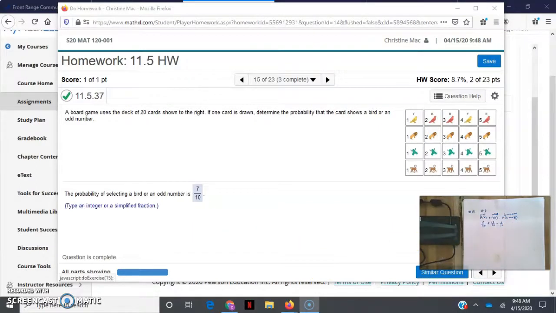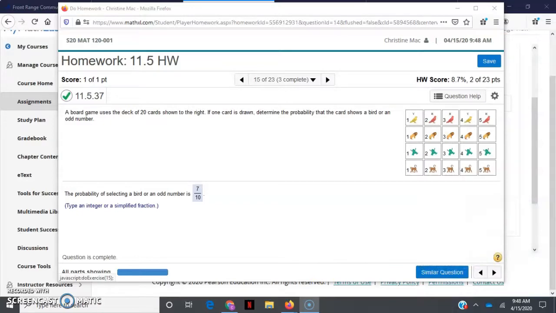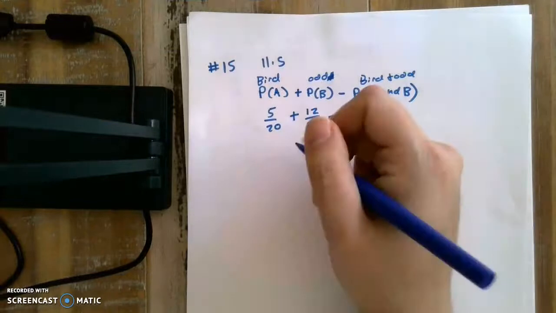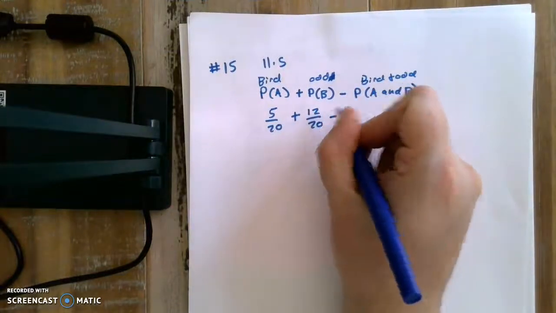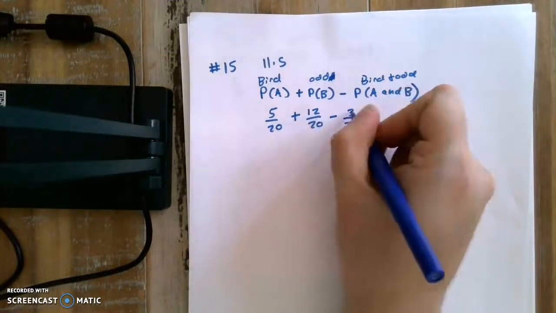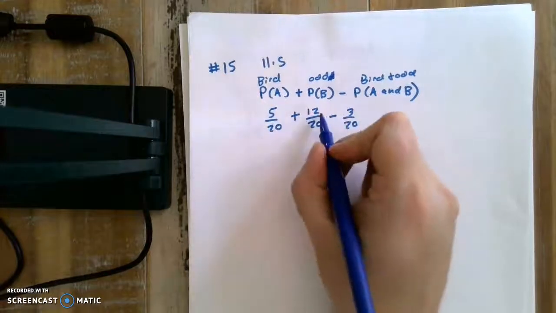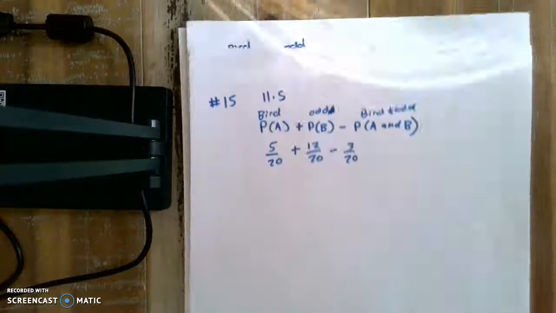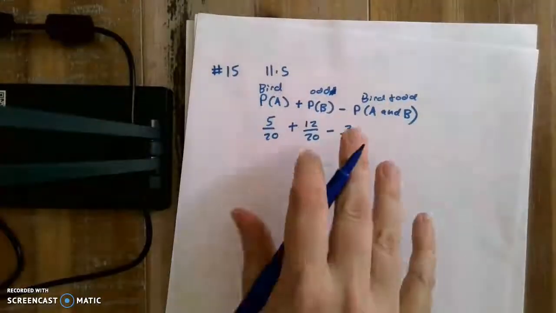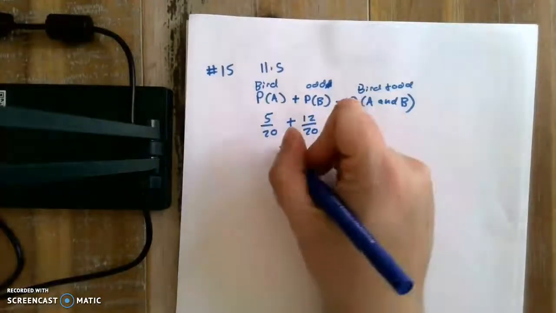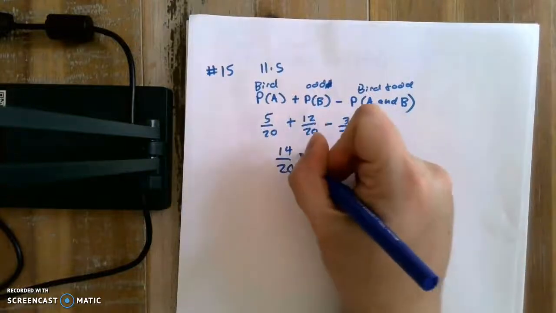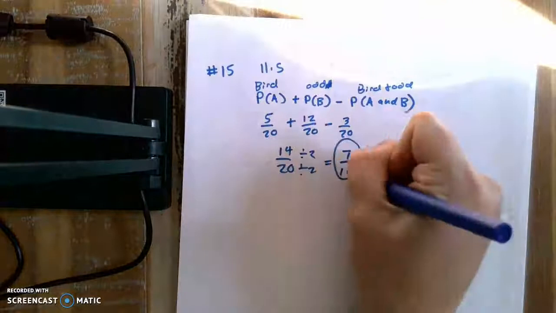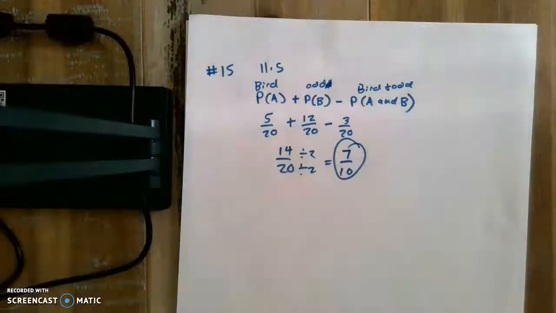So then we can add up the numerators, then subtract 3. So 5 plus 12, we get 17, minus 3. So we're going to get 14 out of 20, so 7 out of 10. Okay, so that should work out.